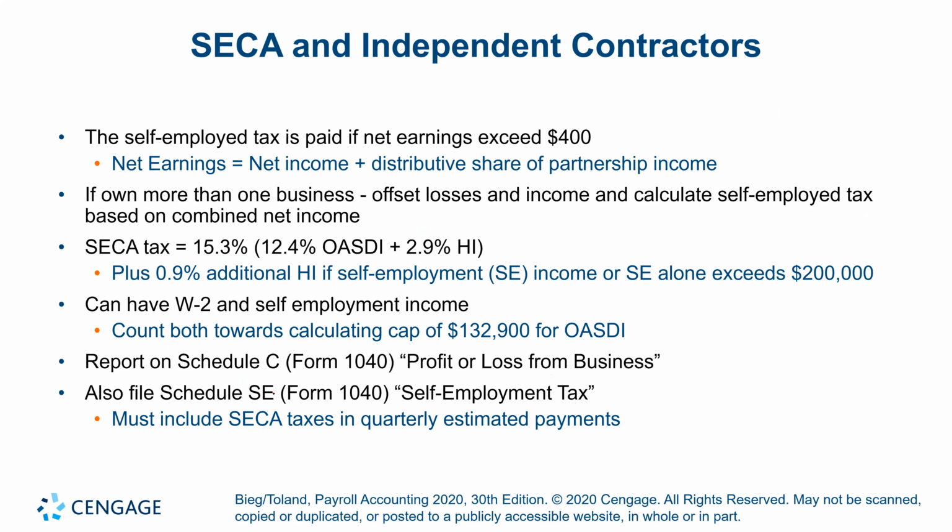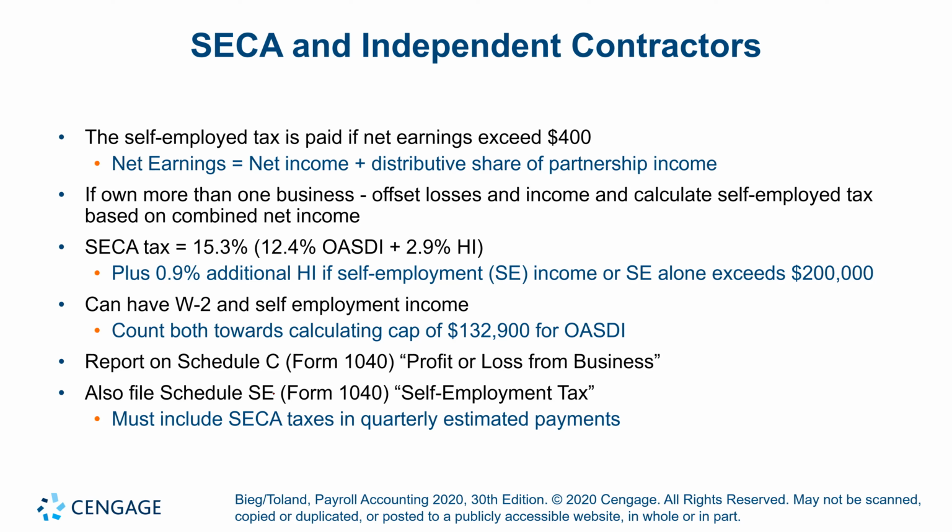All right, so Self-Employment Contributions Act and independent contractors. Again, independent contractors are considered self-employed individuals. And so the self-employed taxes are paid if net earnings exceed $400. Net earnings equal the net income plus any distributions that they have received from the partnership income. If they own more than one business, they can offset losses and income and calculate self-employed tax based on combined net income.